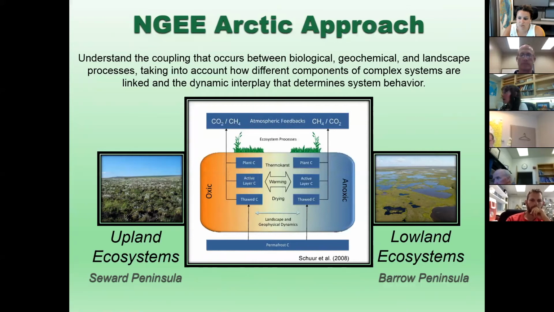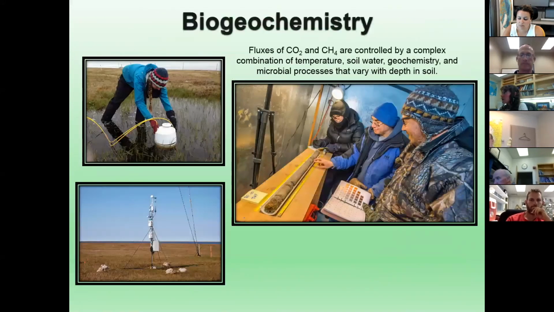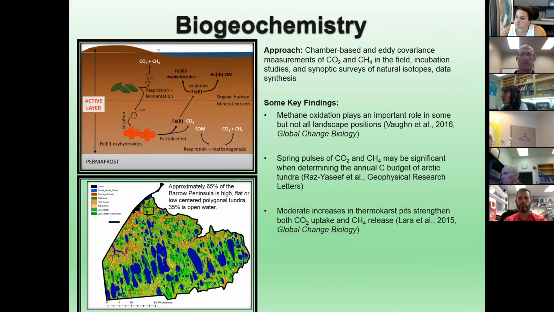And so there's a lot of biogeochemistry studies that have occurred in terms of the NGEE project, looking at fluxes of CO2 and methane and their controls based on temperature, soil water, the geochemistry, and microbial processes. A few studies that I just wanted to highlight here, based on chamber-based and eddy covariance measurements in the field, incubation studies, and then there's been some isotopic work done, and also a bit of data synthesis as well.